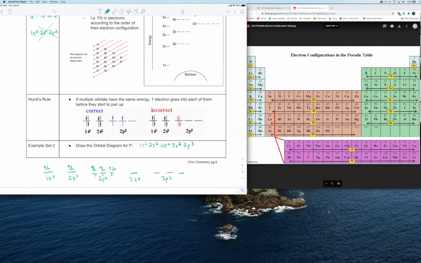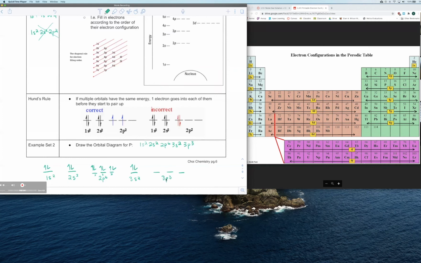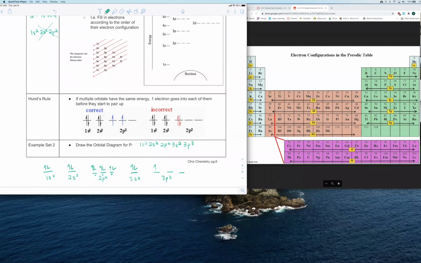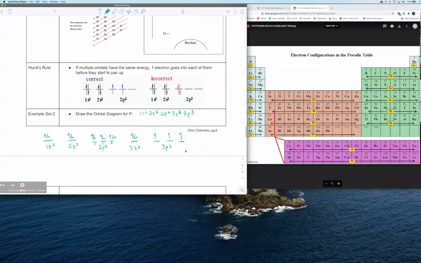So 3s2 has two electrons. So again, one up, another one down. And then this is what I mean. 3p3 has three electrons. So that means you would fill 1, 2, 3. You would fill out each orientation first. And then that would be your orbital diagram.